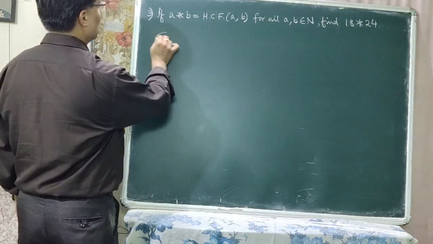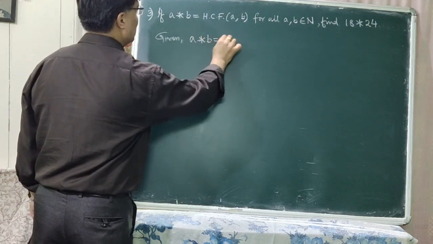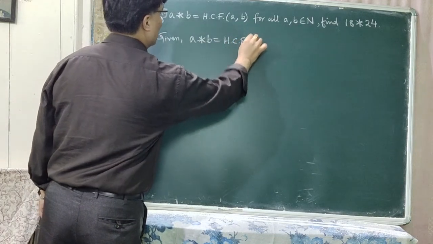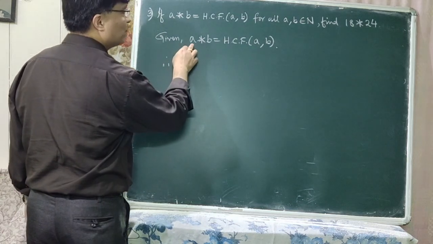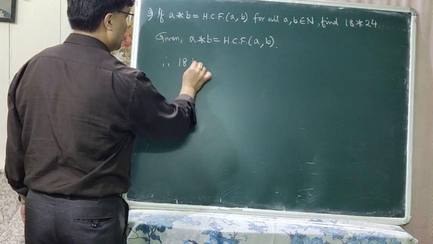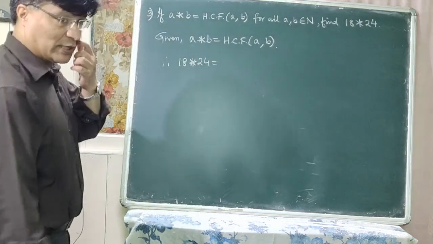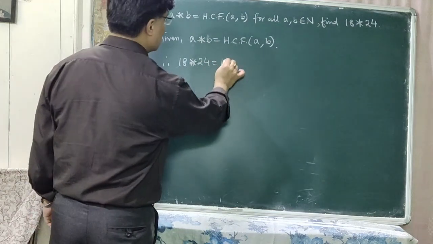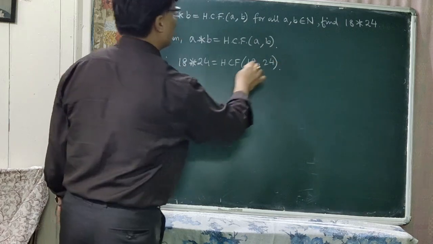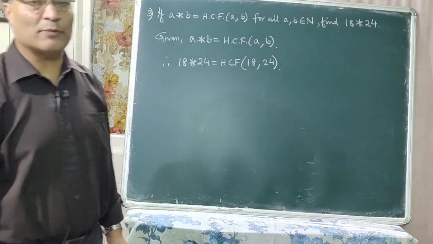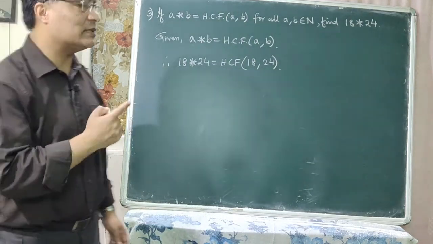Okay. So here given is A star B is equal to HCF of A comma B. Okay. So now here you can put A is equal to 18 star 24. That means it is defined as what? 18 star 24 is defined as HCF of 18 comma 24. You can find out the HCF of 18 comma 24, isn't it? HCF means highest common factor. So how can you get the highest common factor?